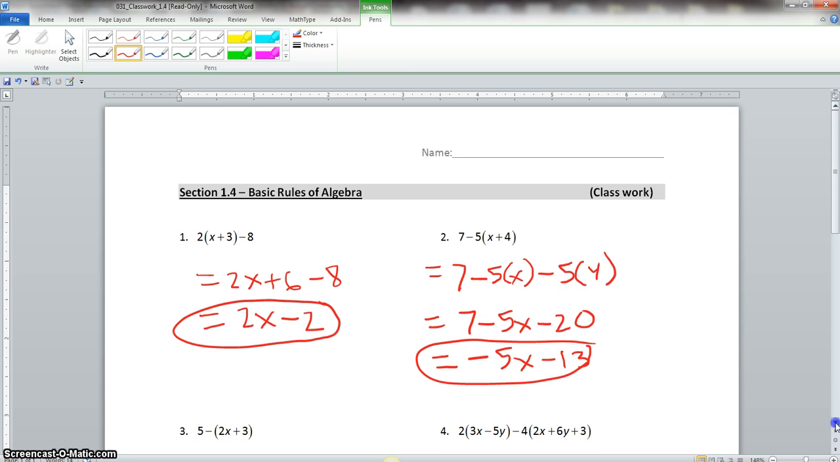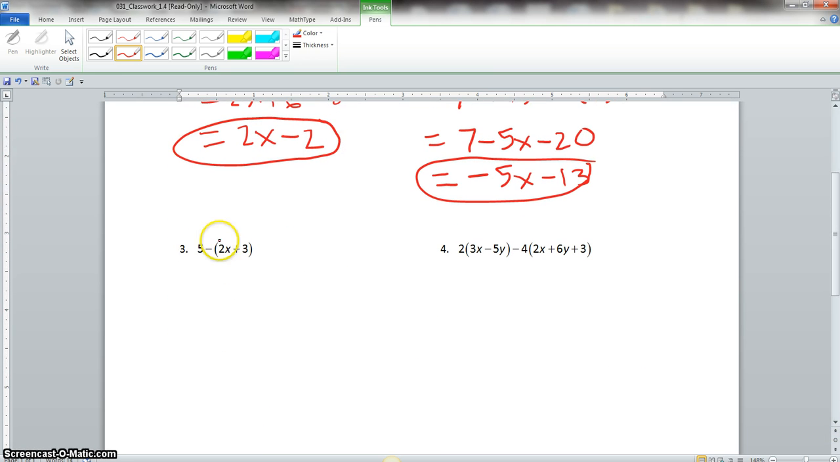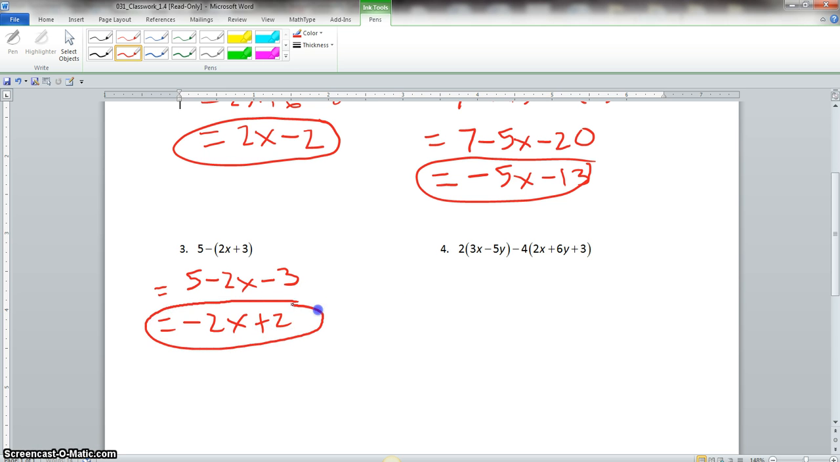Now we scroll down here to problem number 3. Now we have a minus sign in front of a parenthesis. That just changes the sign of everything inside the parenthesis. So it'll be 5 minus 2x minus 3. So we'll put the negative 2x first, and then 5 minus 3 will give us a positive 2.